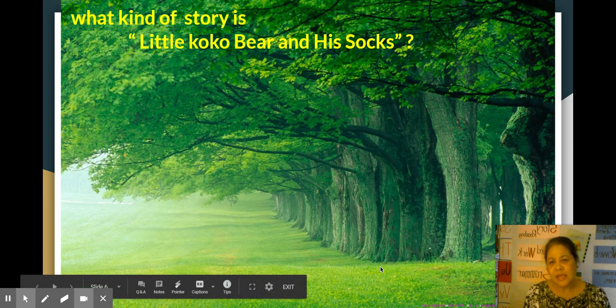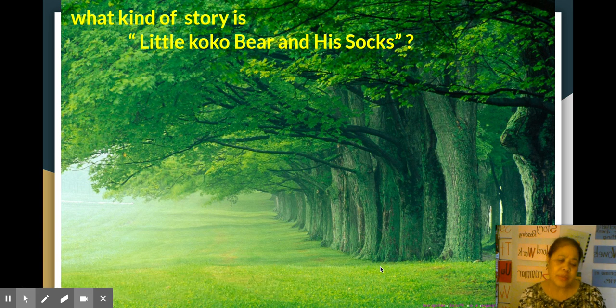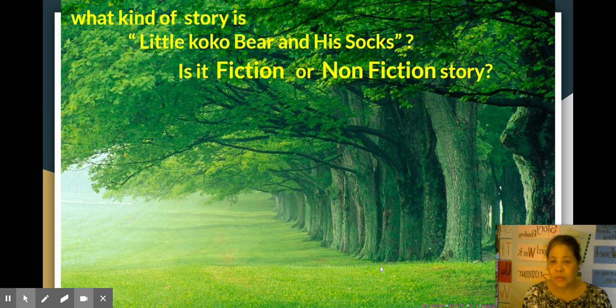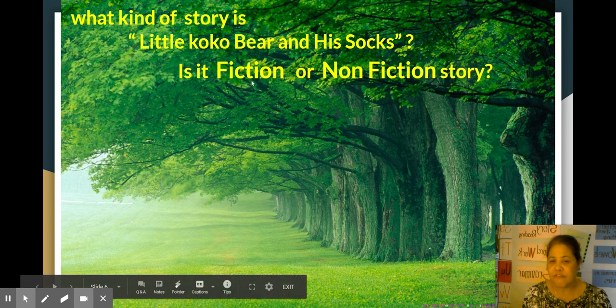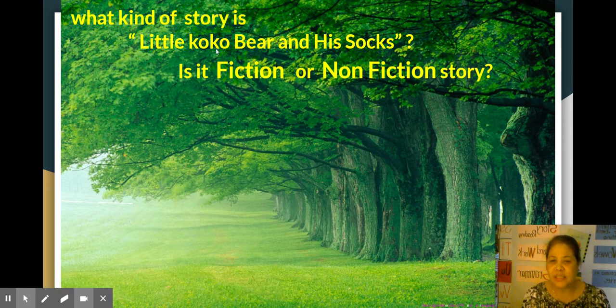Okay. Let us see. Before we read the story, what do you think? What kind of story is Little Koko Bear and his socks? Could it be a fiction or non-fiction? So let us read, boys and girls. Do you have any idea what a fiction or non-fiction story is?